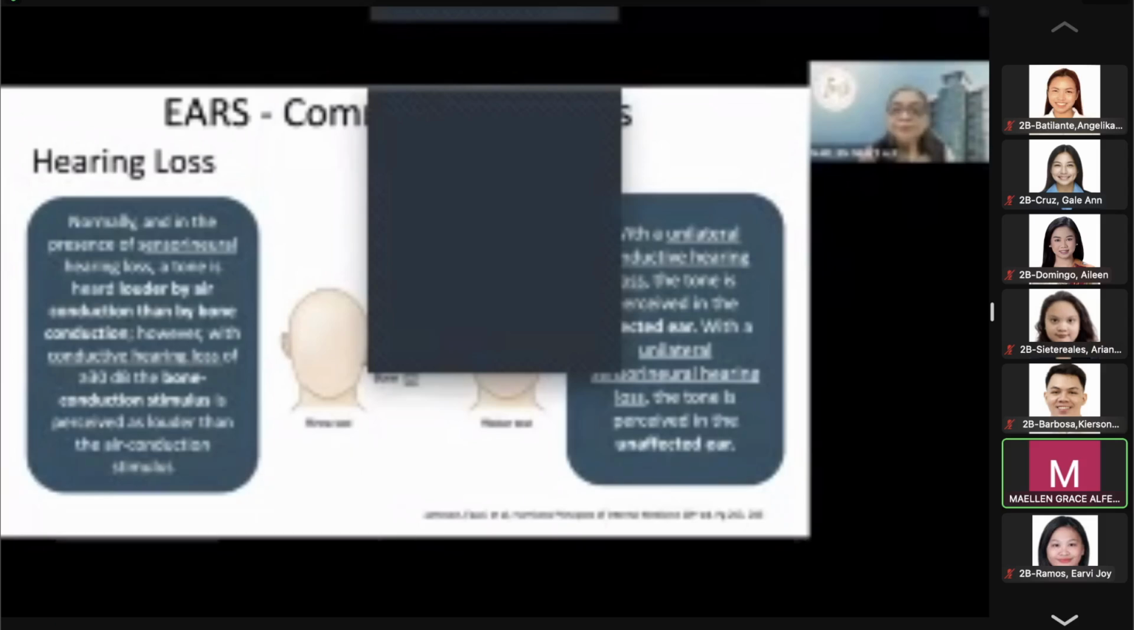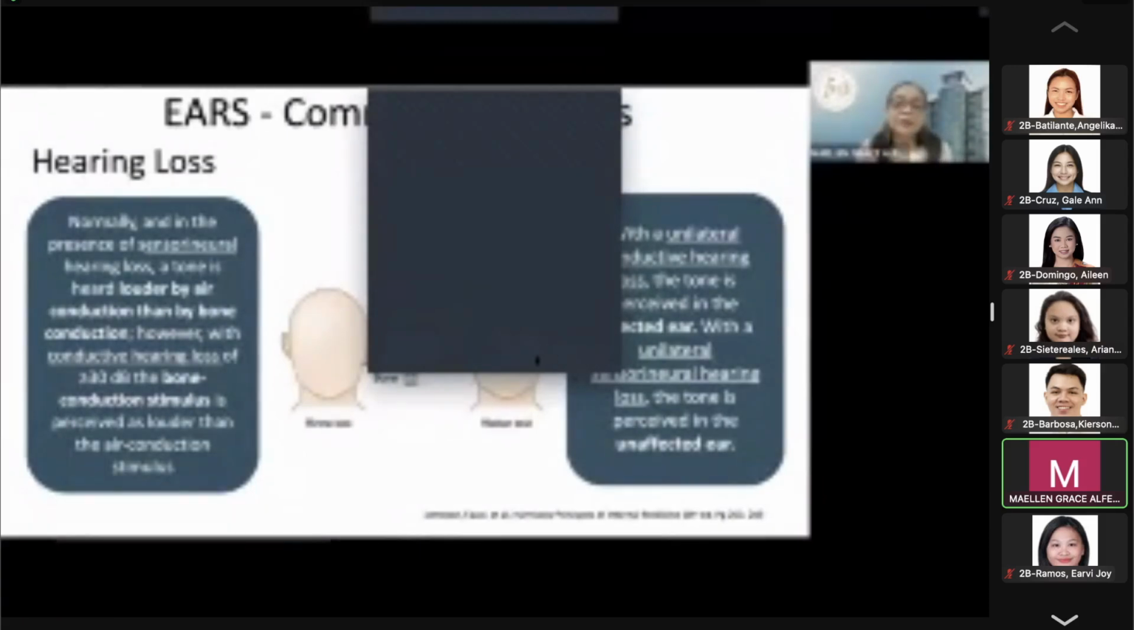to the side of the lesion. Now, if you have a sensorineural hearing loss, in the Weber test, it will lateralize to the unaffected ear because it will be the unaffected ear that will hear the tone of the tuning fork.